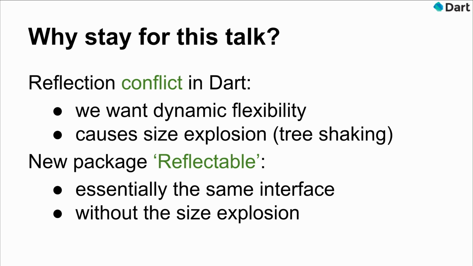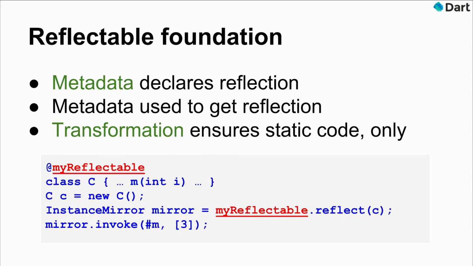So we're writing this new package, Reflectable, and Reflectable will give you essentially the same interface as what you already know with dart:mirrors. We have made some small updates because we think that's useful for the API as such. It's not because it's motivated technically by the implementation. So essentially the same interface, but you don't get this size explosion. So how does it work?